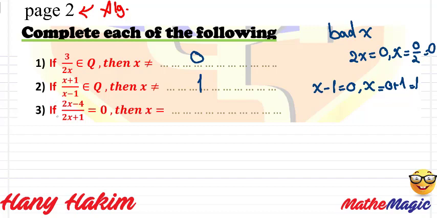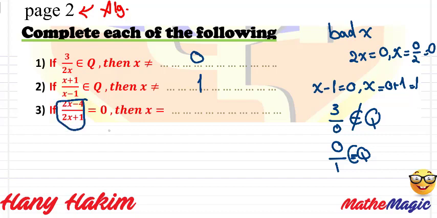The third question, here I'm asking if 2x minus 4 over 2x plus 1 equals to 0, then x may be equals to what. Here I'm asking for a fraction equal to 0. If a fraction equals 0, I can write 0 over a number, but I cannot write a number over 0.